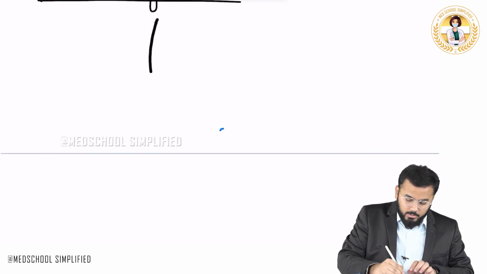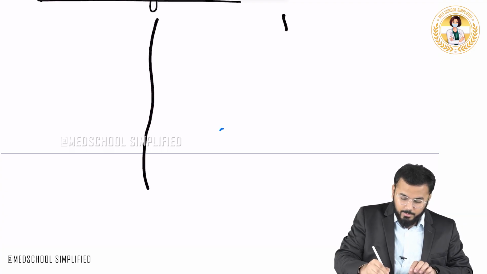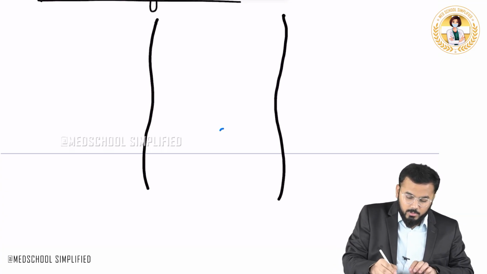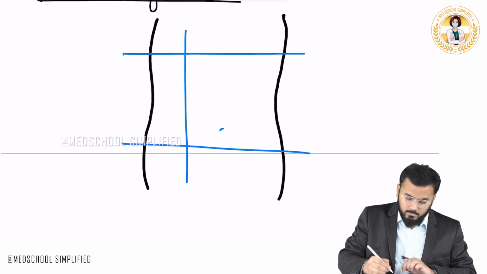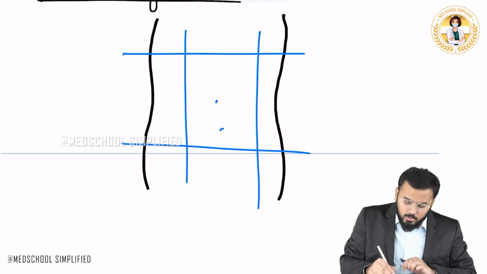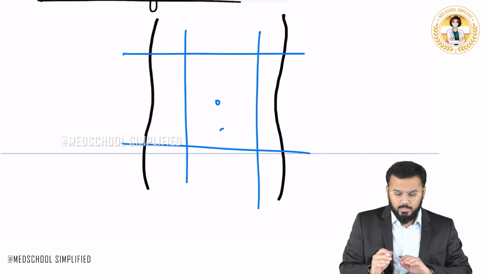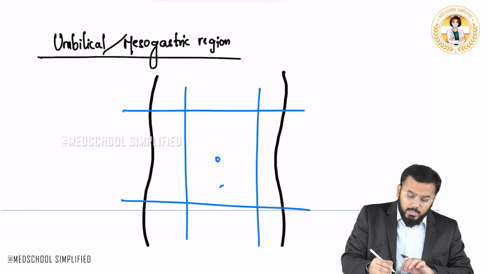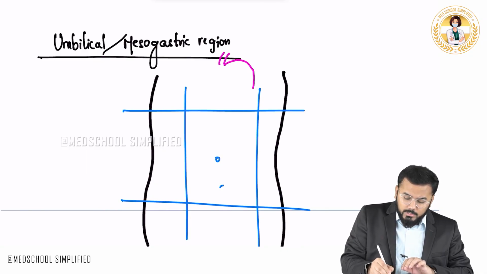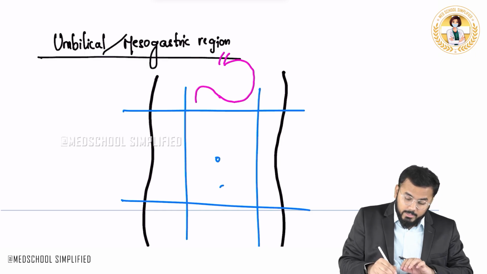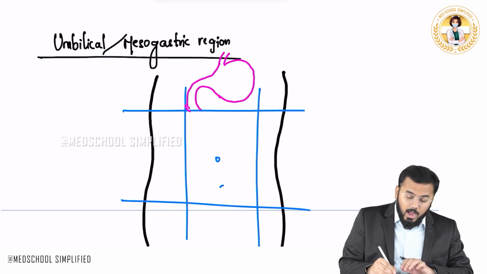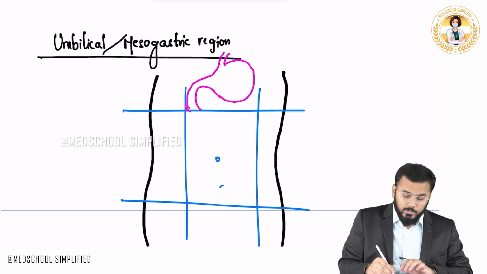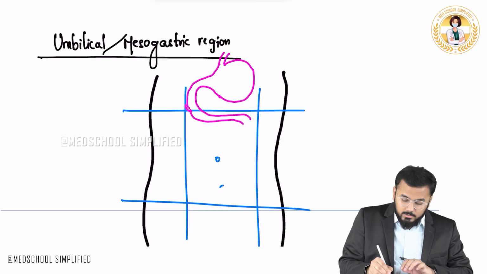So again, let me draw the picture over here again. So this is your abdominal wall. So if I divide this, this center one is called the umbilical region or the mesogastric region. Now here what do you have? Here I already told you, you have got your stomach like this, right? In the epigastric region, not only stomach, there is also the duodenum which is present, right? And after the duodenum, what do you have? Jejunum. So this is the jejunum like this.